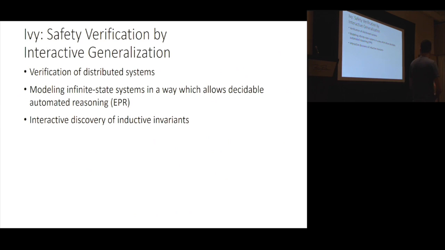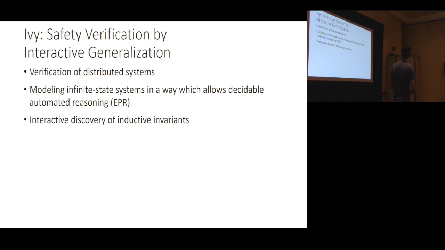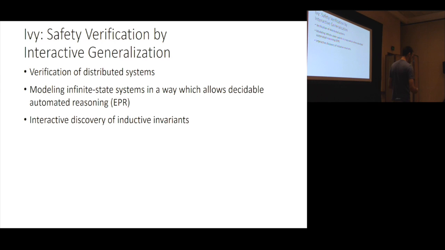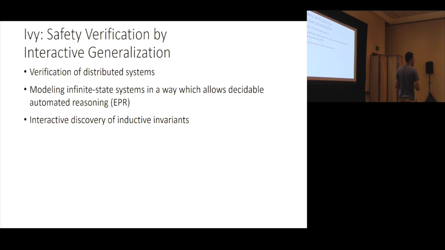So I'll start by highlighting the main points. So we have an application of verification to distributed systems. We also have a way to model infinite state systems in a logic that allows decidable reasoning in spite of the infinite state space. And most interestingly, we have an interactive methodology to discover inductive invariants. And the motivation for this is that techniques to discover inductive invariants, because of the undecidability of them, are fragile and they're bound to fail at some point.